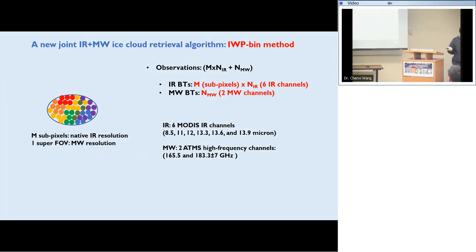So what we do is we developed a so-called IWP beam method. For this FOV, assume that you have n small pixels for infrared and a super large FOV for microwave. Here's the total number of observations we have. For infrared, we use 6 MODIS infrared channels, 8.5 through 14 microns. And for microwave, we use 2 ATMS high frequency channels, 165 and 183 gigahertz.